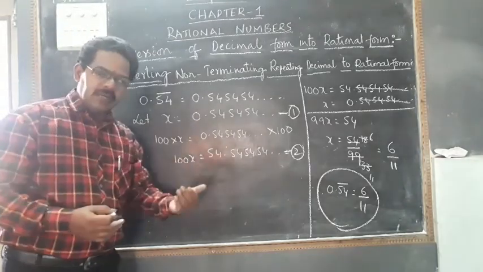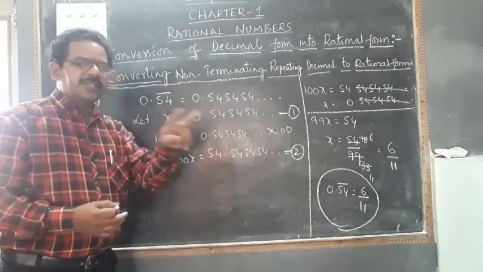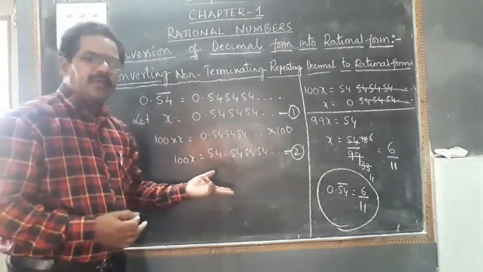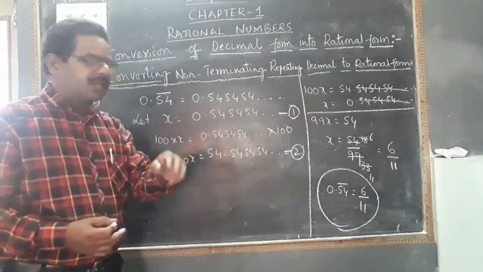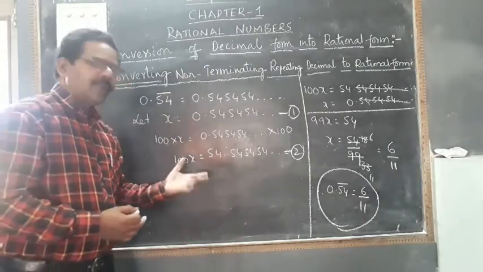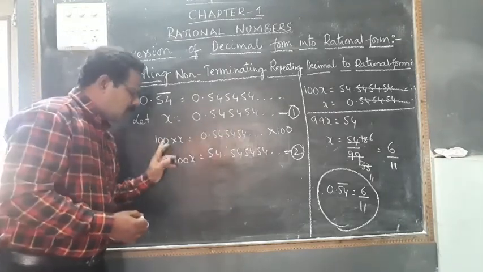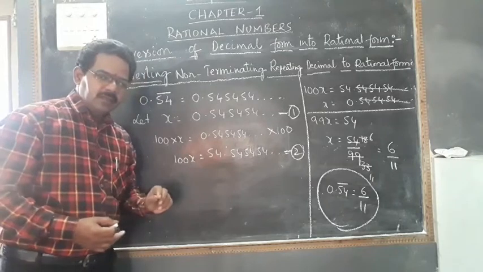It may be 10 or 100 or 1000, depending on the periodicity. If the periodicity is 2, you have to multiply with 100. If the periodicity is 3, you have to multiply with 1000. If the periodicity is 1, you multiply with 10. Here two digits are repeating, so both sides will be multiplied by 100.